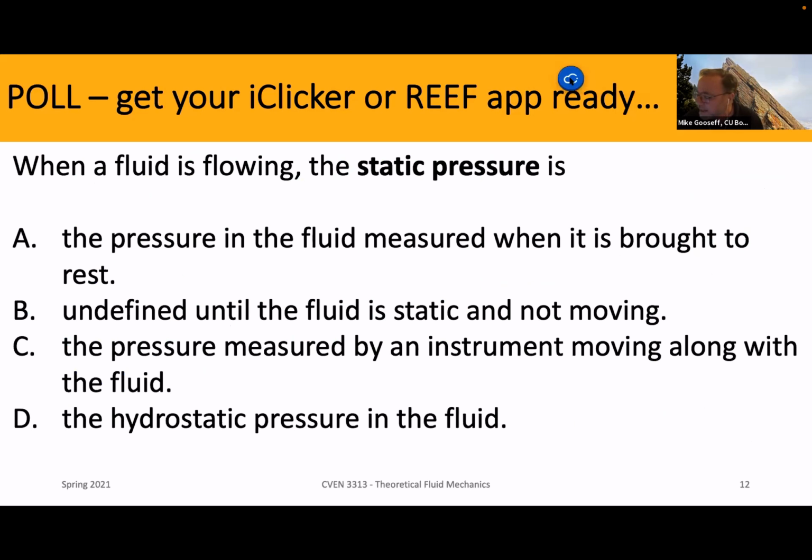All right. So this goes back to these problems we were just talking about a moment ago. When a fluid is flowing, the static pressure is given as A, the pressure of the fluid measured when it's brought to rest, B, undefined until the fluid is static and not moving, C, the pressure measured by an instrument moving along with the fluid, or D, the hydrostatic pressure of the fluid. Go ahead and take another 30 seconds to work on that.